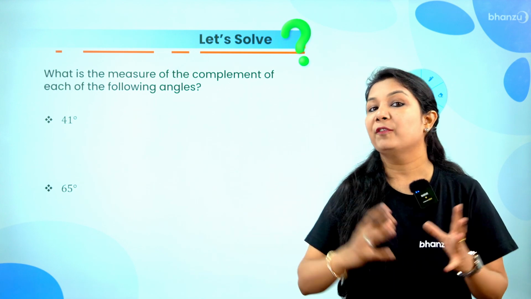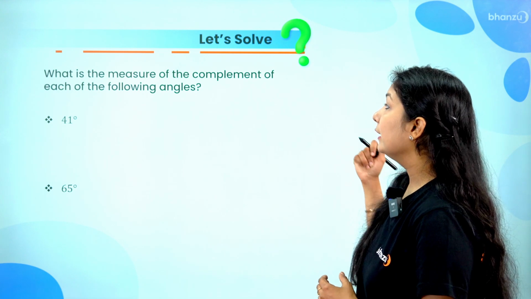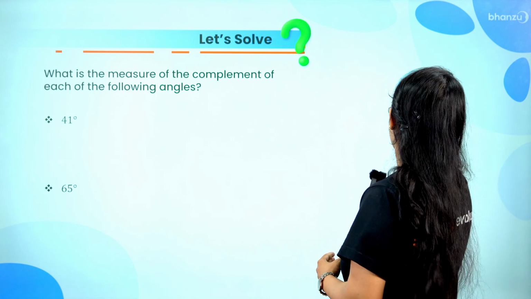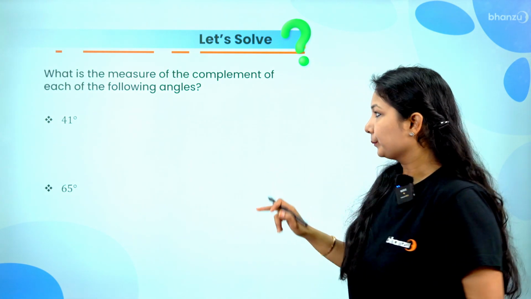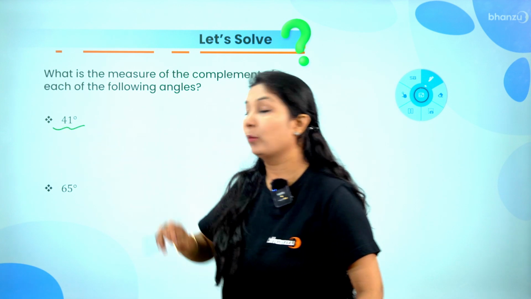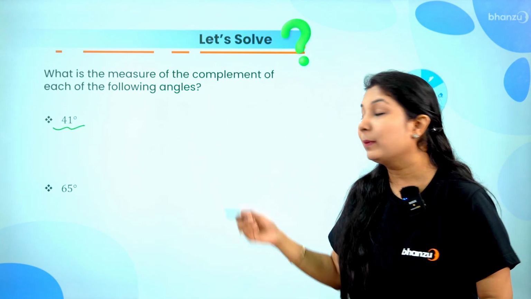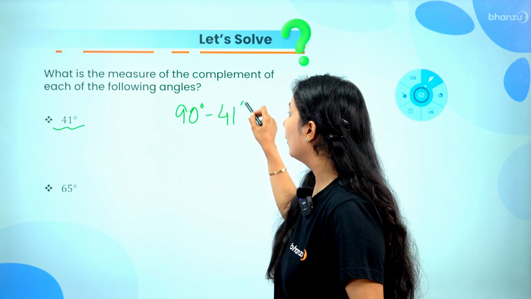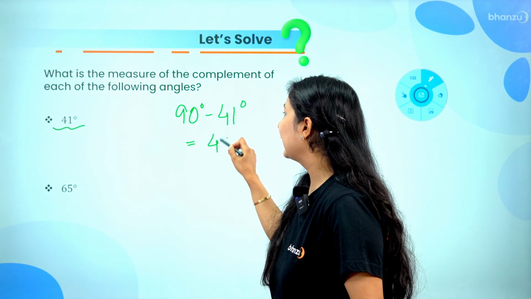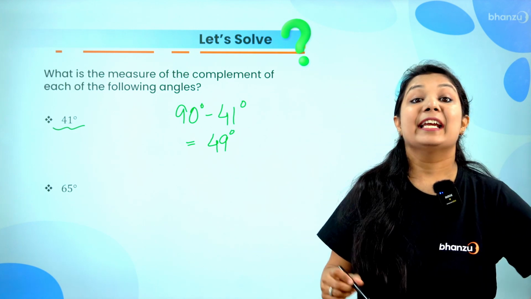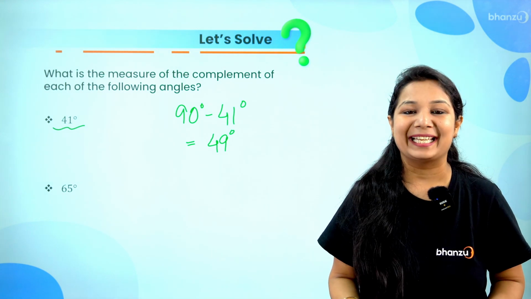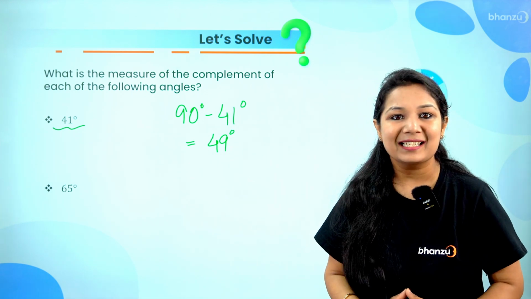We are already given two angles and we need to find the complement of each of the following angles. So what do we do over here? One angle is 41 degrees. So what would be its complement? Subtract it from 90 degrees to get the complement. So what is 90 degrees minus 41 degrees? It's 49 degrees. So the complement of 41 degrees is 49 degrees, right?